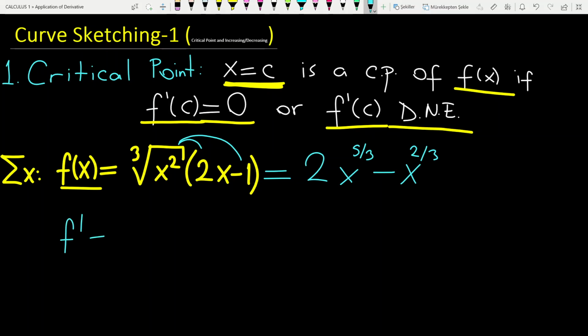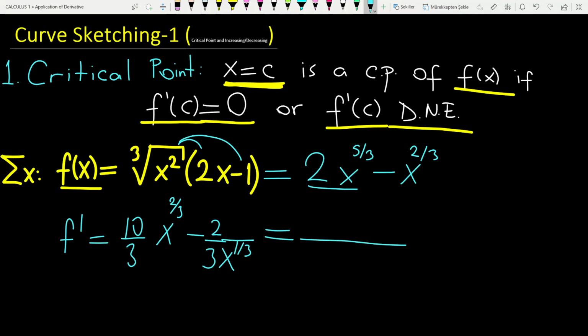The derivative of f is equal to, using the properties of derivative, 10 over 3 and reduce the power by 1, then you have x to the power 2 over 3, okay, minus, again using the properties of derivative, 2 over 3 as a coefficient of x to the power 1 over 3. It is the derivative of f. If you simplify this expression, you have a rational function, 10x minus 2 over 3x to the power 1 over 3. Okay, if you simplify, you have this one.